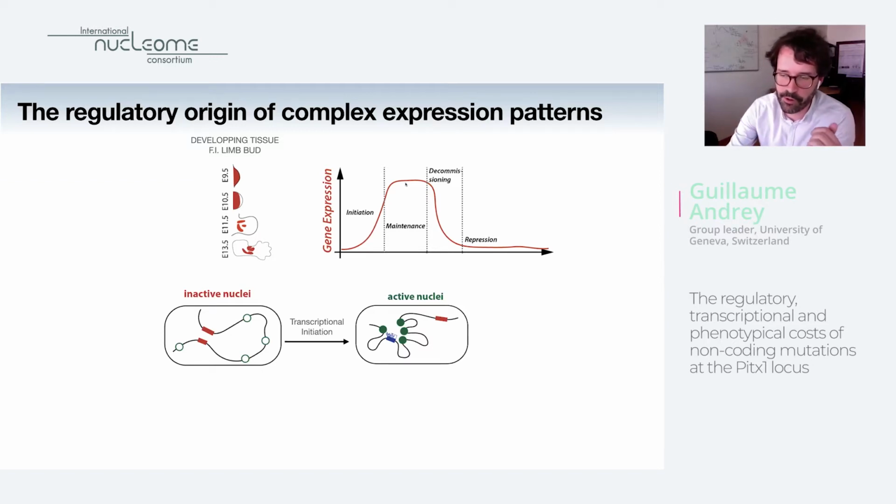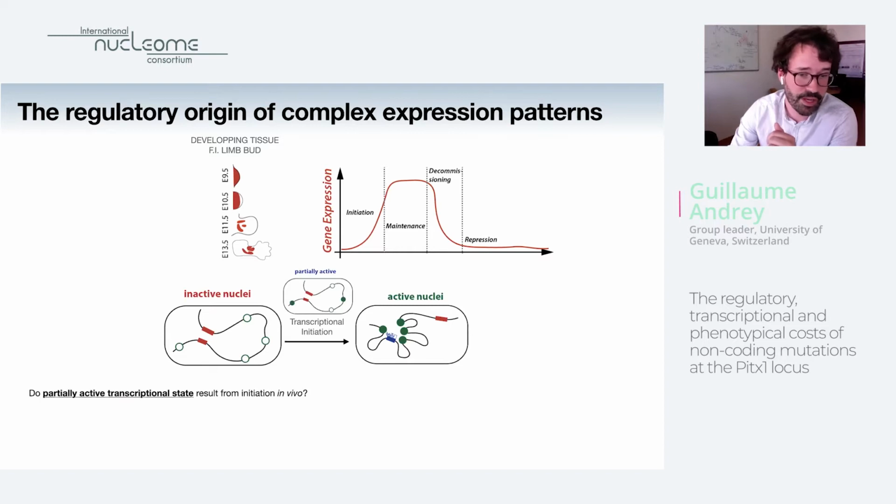And the first question that I'd like to answer before the end of the talk is, can we see during the process of activation partially active transcriptional states that result from initiation in vivo, which means genes where some of the enhancers are active, but the gene itself didn't manage to overcome its repression, so that the activation is not enough. And this would be a byproduct of the moment of activation.